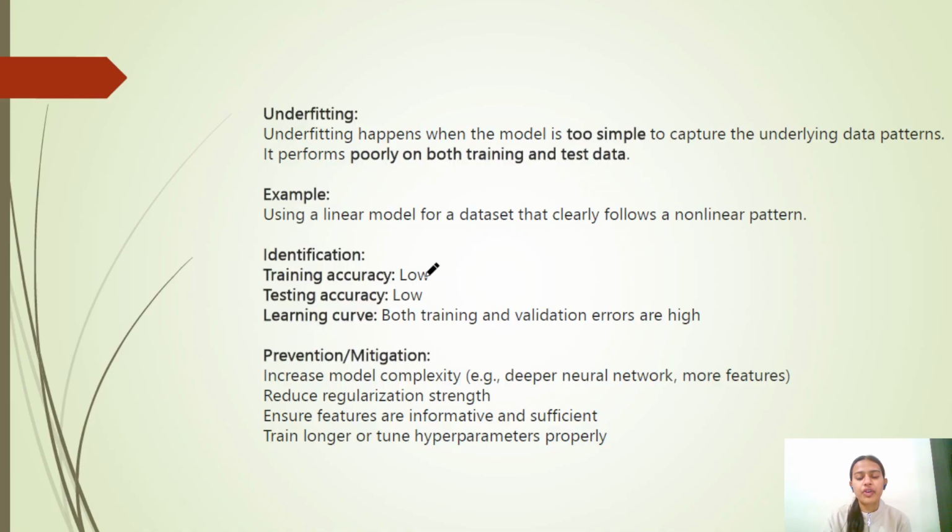Identification: training accuracy is low, testing accuracy is also low, and in the learning curve, both training and validation errors are high. Prevention or mitigation: increase model complexity, reduce regularization strength, ensure features are informative and sufficient, and train longer or tune hyperparameters properly.